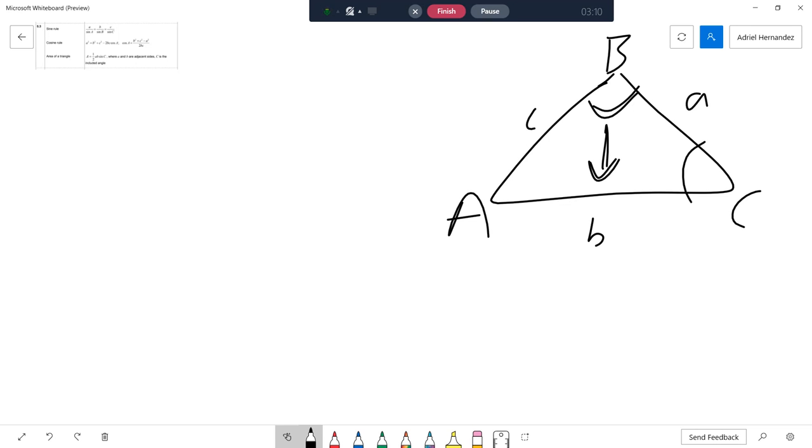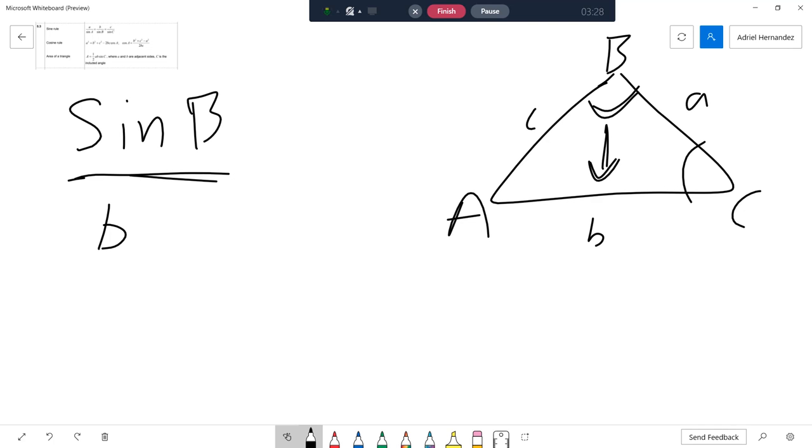I can use the sine rule, which says that the sine of B over B, the side length, should be equivalent to sine of C over C, the side length. That's what it essentially says.